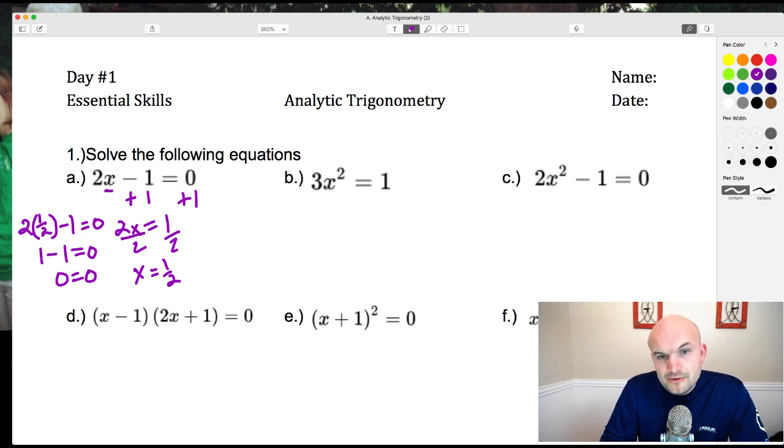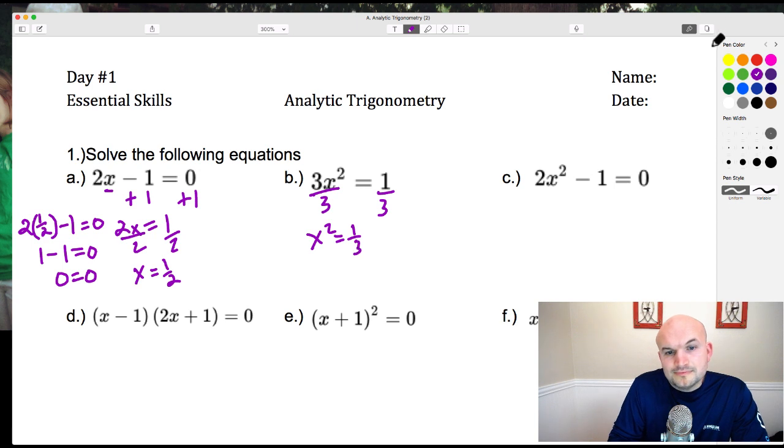All right, so the next one here, we have 3x squared. We want to isolate the x, get the x all by itself. Two operations are happening to the x. It's multiplying by 3 and it's being squared. By following the reverse order of operations, we're going to want to divide by 3 first. Therefore, we're left with x squared equals 1/3.